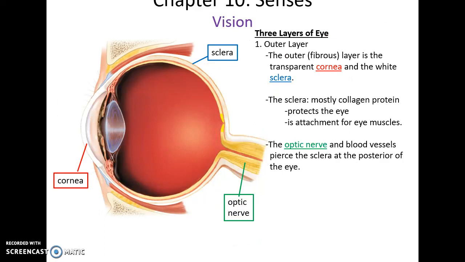We have 3 layers to the eyeball itself. We have the outer layer. The outermost layer or fibrous layer includes the cornea. Cornea is this clear region in the anterior side of the eyeball. You can actually touch this with your finger if you want. It's where contact lenses are normally placed. And then there's the white of the eye, the sclera, which is a very dense structure that allows for the attachment of muscles and gives overall protection to the eyeball. And then coming out of the posterior side of the eyeball is the optic nerve. The optic nerve and blood vessels pierce the sclera to enter the posterior side of the eye.